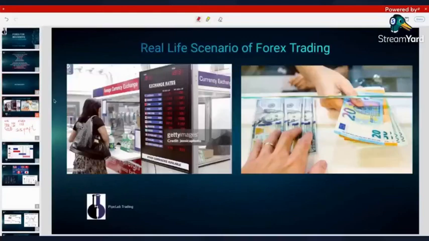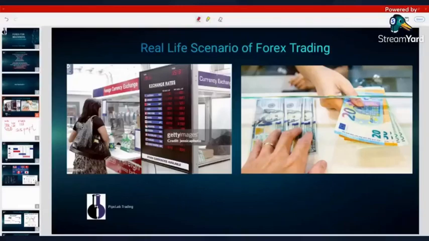So let's start with the real life scenario of forex trading. Before we start, what is forex? Forex is a global financial market that allows one to trade currencies. If you think one currency will be stronger versus the other and you end up being correct, then you can make a profit. People get on airplane, they travel internationally.